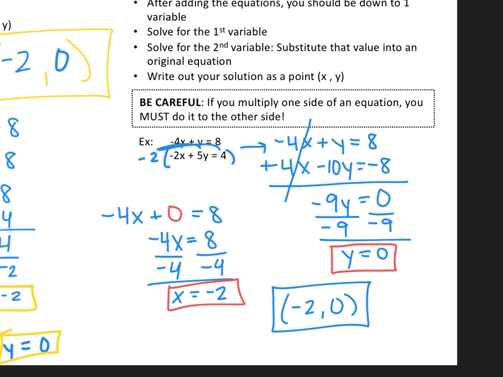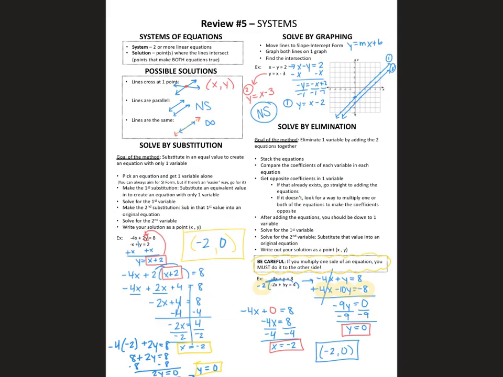One thing you want to be really careful about, and I kind of have this note here, is that if you multiply one side of your equation, you must do it to the other. And I kind of breezed over that while I was solving the problem. But right here, when you have this -2, you have to multiply it by each piece here to get the +4, the -10, and the -8. So make sure you do that by each term in the equation. Okay, so that's your review video on systems.